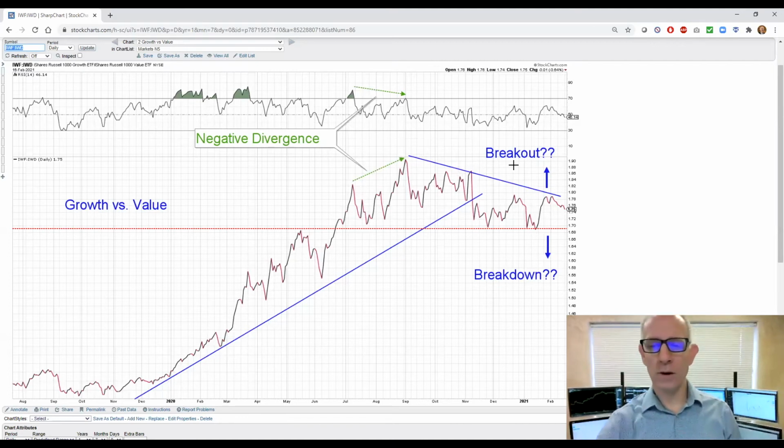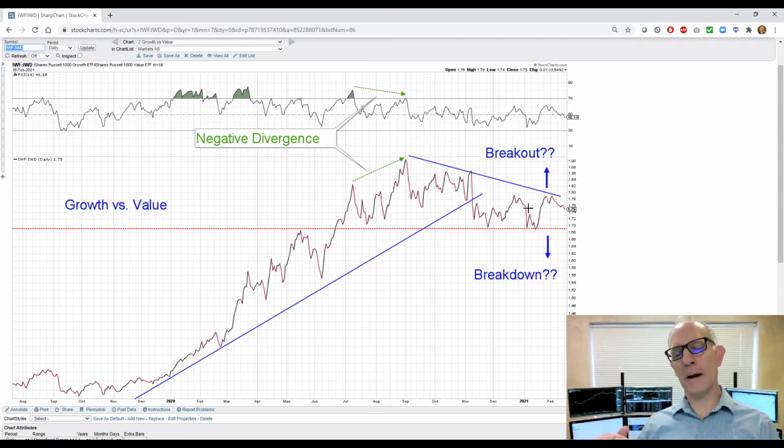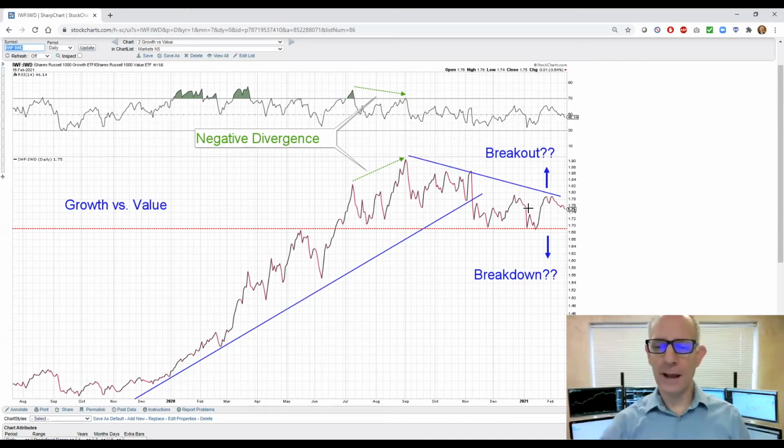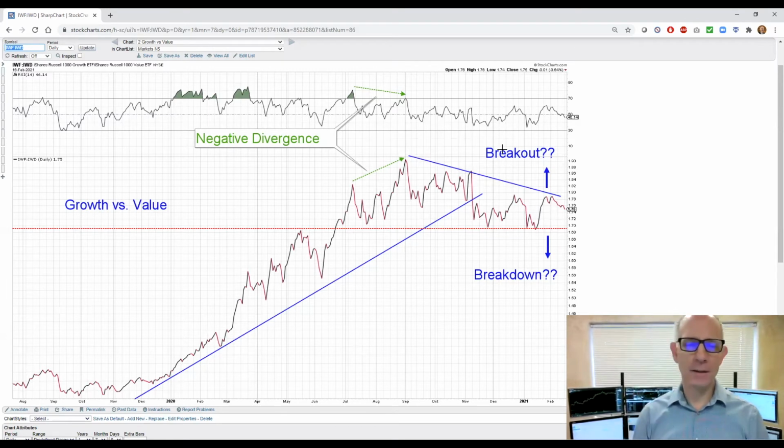We want to take a look at this relationship and understand, is growth ultimately going to break out, or is it going to break down? It's got a pretty heavy support line here that we're watching. So again, just another sign that we look for in making holistic decisions when managing money.